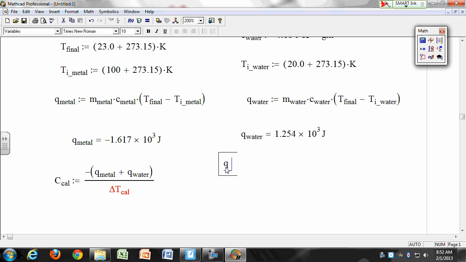In fact, if you add Q metal plus Q water, what do you get? Negative 363. You have a deficit of 363. There's 360 joules unaccounted for. Where did that 360 joules go to? It was used to heat up the rest of the calorimeter, to heat up the air above your water and your metal, and the stirrer and the thermometer and immediate surroundings inside the container of your water and your metal. So that's 363 joules. So what's our delta T cal?